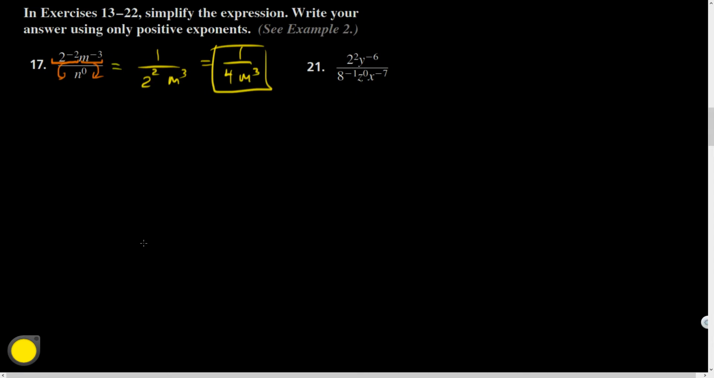z to the 0 is just 1, right? y to the negative 6th. It's unhappy living upstairs. Move it downstairs. x to the negative 7th is unhappy downstairs. Let's move it upstairs. And 8 to the negative 1st is unhappy downstairs. Let's move them upstairs.